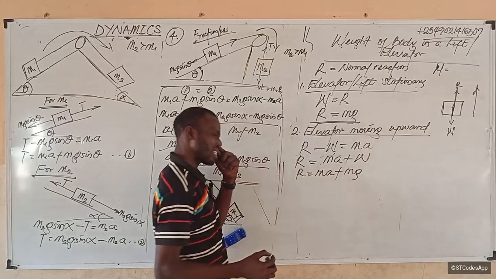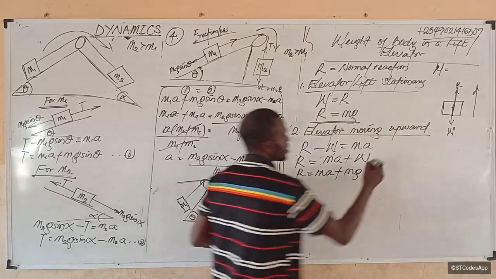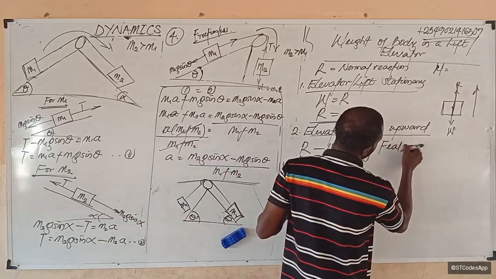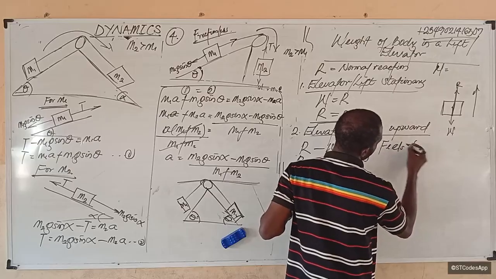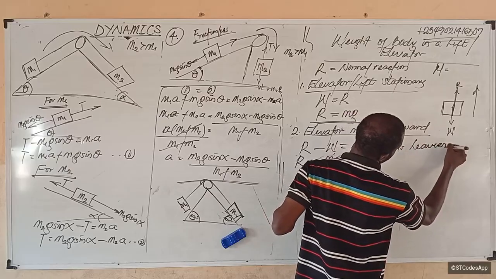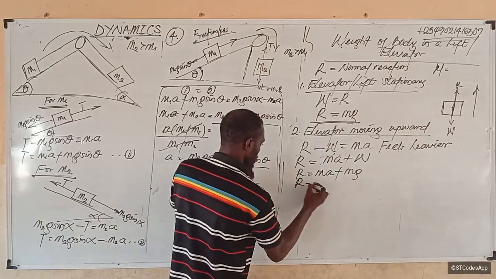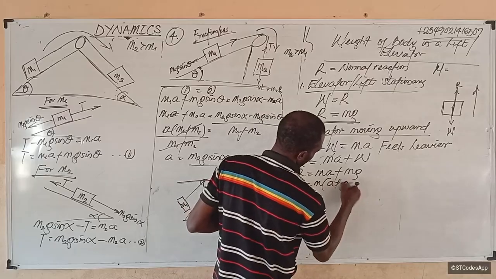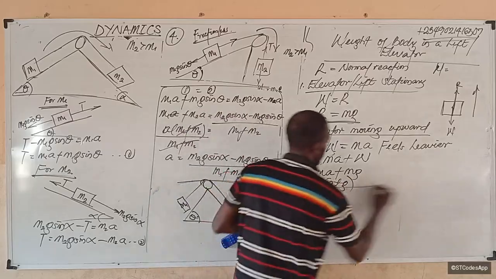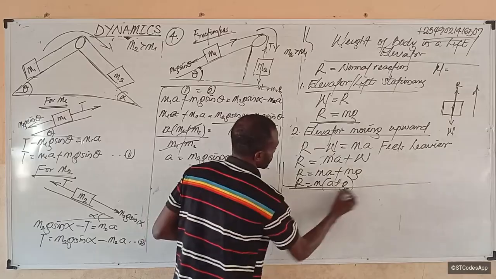This is why when the lift is going upward, the body feels heavier. The body feels heavier. So R equals M into bracket A plus G, either way. Now, how about case 3?